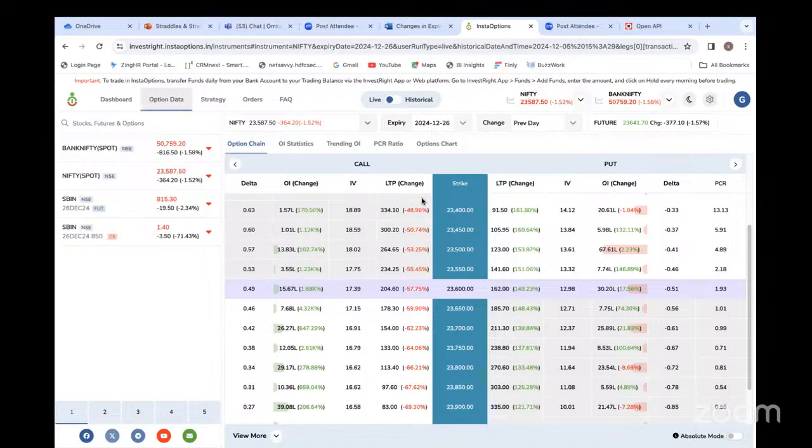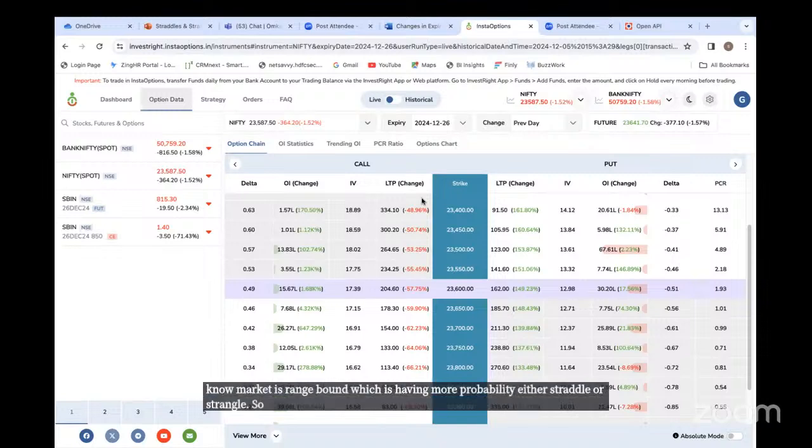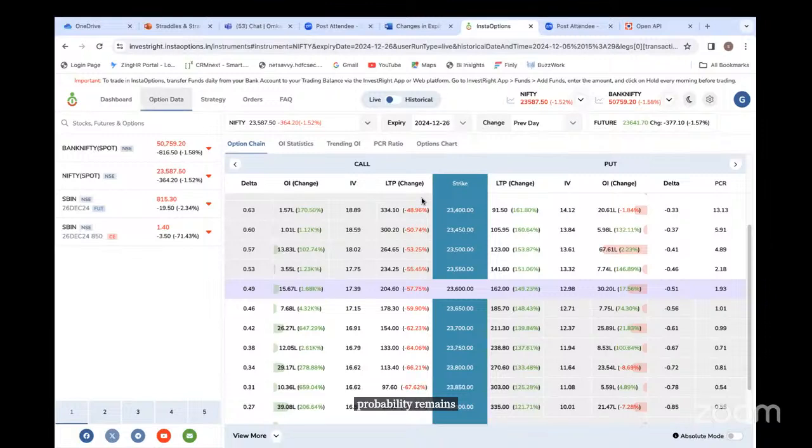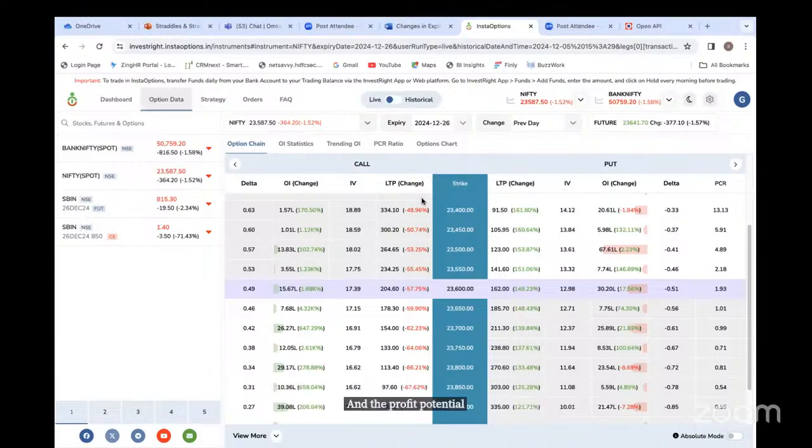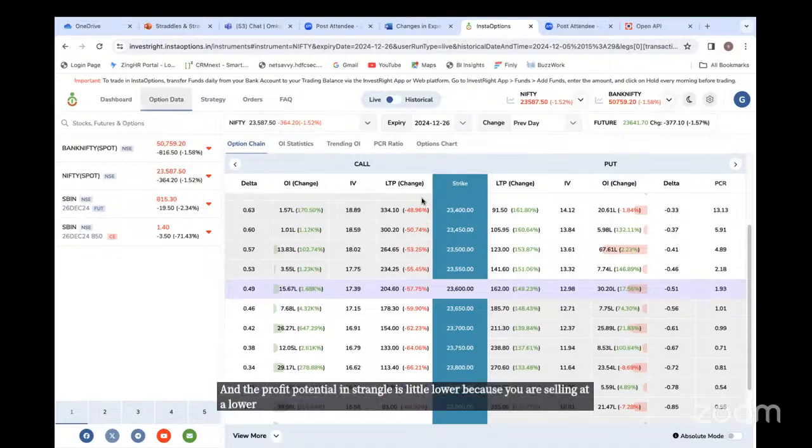If I know the market is range bound, which has more probability, straddle or strangle? If you know the market is range bound and you want to go for a short straddle or short strangle, the probability remains the same. But the profit potential is higher in the straddle because you are selling at a higher premium, and the profit potential in the strangle is a little lower because you are selling at a lower premium.